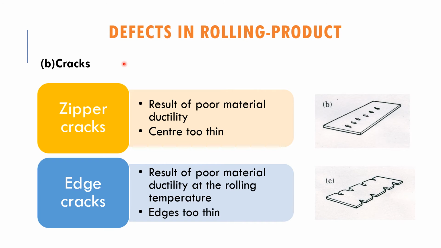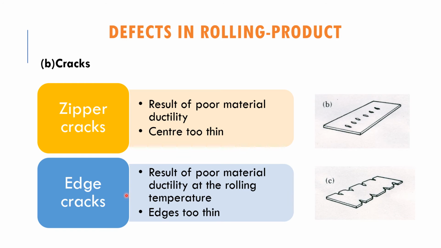The next one is cracks. There are two types of cracks: zipper crack and edge crack. The zipper crack results from poor material ductility, because the material is not ductile enough. When we do the rolling process, it will create a split in the middle part of the sheet. Apart from that, it is also due to the center being too thin.